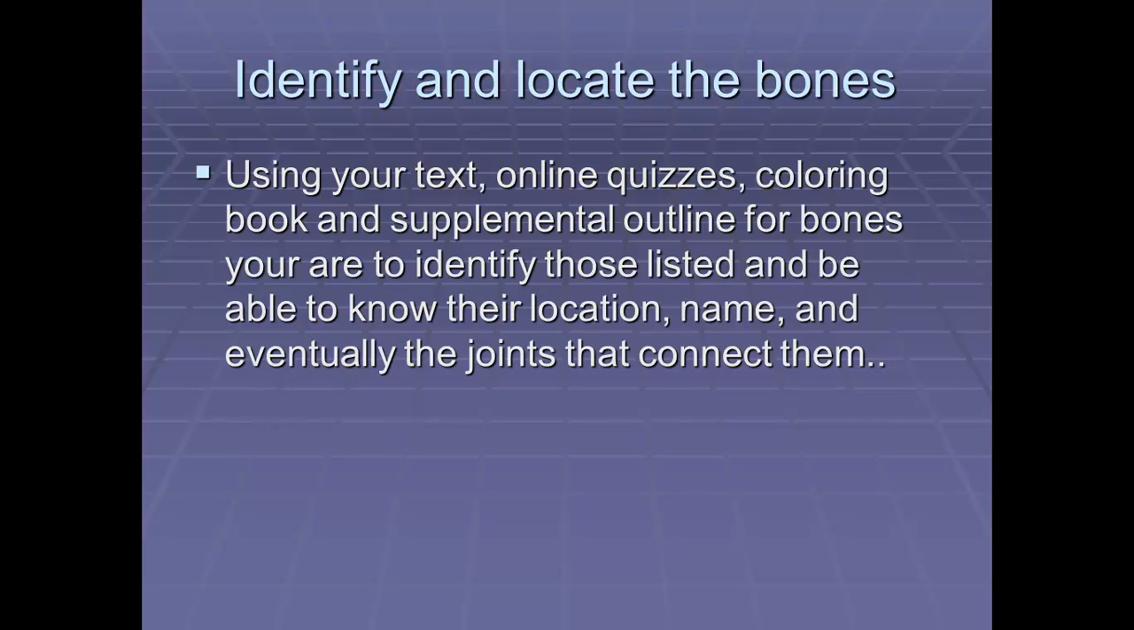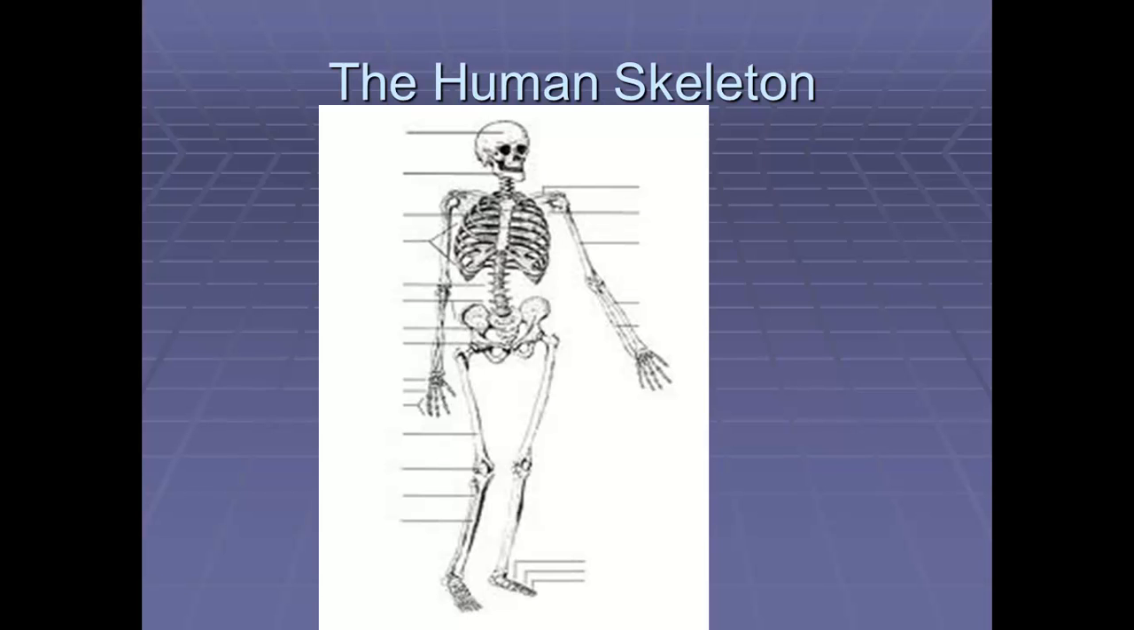Now, using your text, the online quizzes, the coloring book, supplemental online materials for bones, you are now to identify those listed and be able to know their location, name, and also eventually the joints that connect them. As you look at the human skeleton, you will need, as I mentioned, a number of different resources if you don't have an actual skeleton, since you are doing this online.